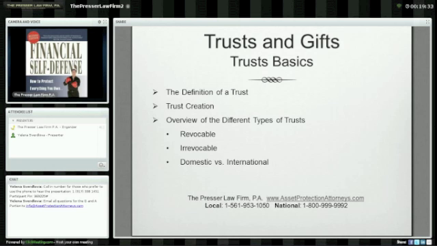Most times when people come to our office with trusts, they have a revocable trust, sometimes referred to as a domestic revocable living trust. And it's a great type of trust to have for estate planning because it helps you avoid probate, but it doesn't give you any asset protection whatsoever. Any trust that you have that's revocable will give you no asset protection. Any trust that you have that's irrevocable will give you asset protection. And domestic versus international really just has to do with where the trust is set up. So a domestic trust would be set up inside the United States, and an international trust would be set up outside of the United States.